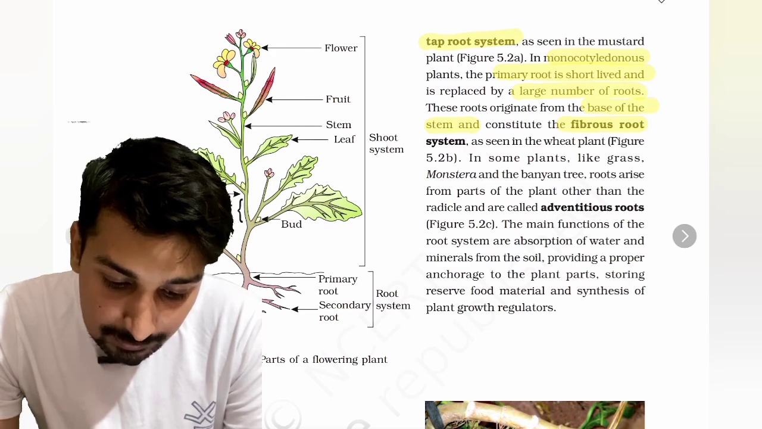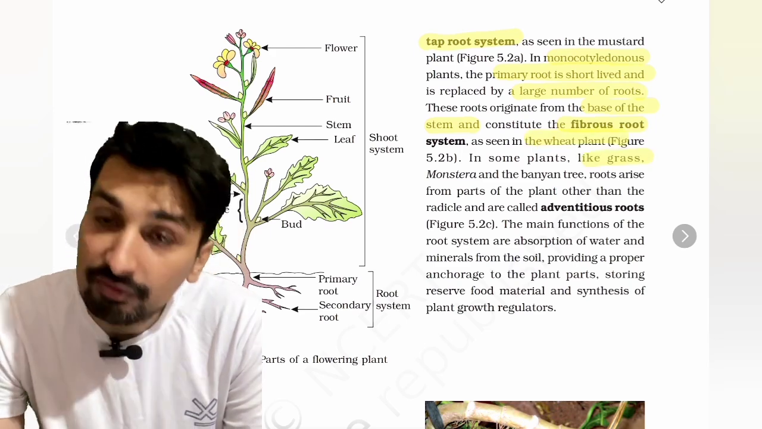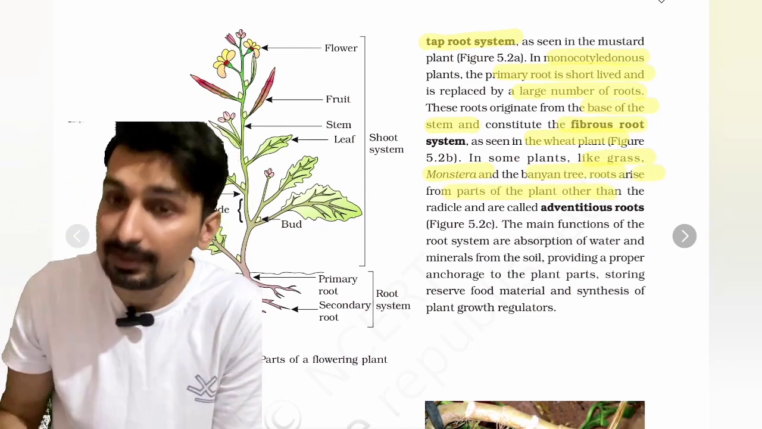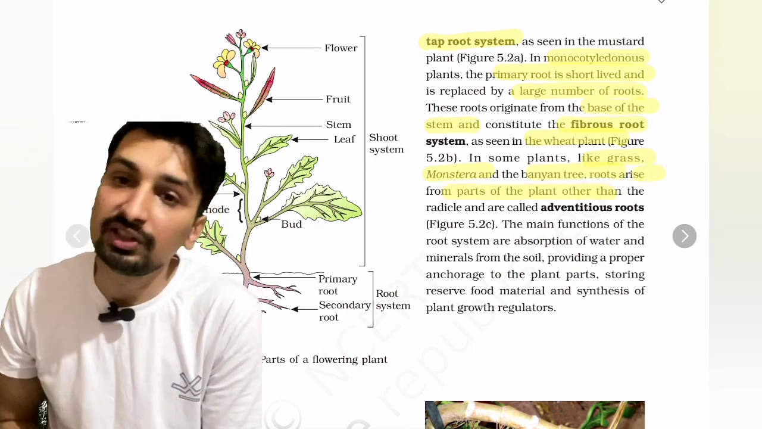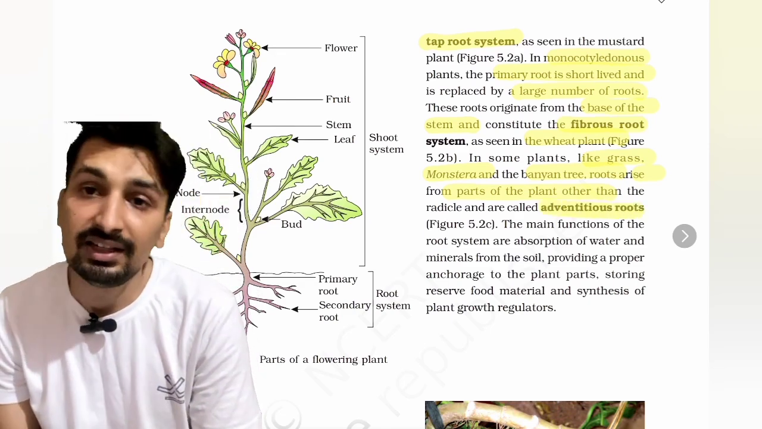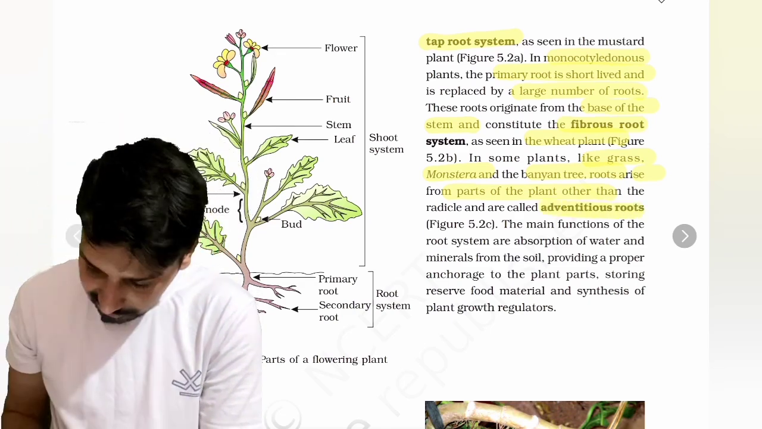Then in some plants like grass, monstera, banyan tree, roots arise from parts other than the radicle. In banyan tree you have seen roots come out from the stem, right? So all those are known as adventitious root. If the root is not coming from the bottom of the stem, then it is called the adventitious root.